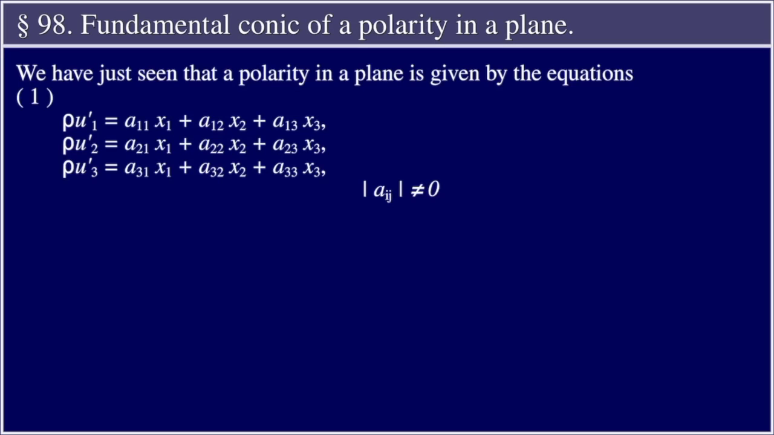We have just seen that a polarity in a plane is given by the equations (1): rho u1 prime equals a11 x1 plus a12 x2 plus a13 x3; rho u2 prime equals a21 x1 plus a22 x2 plus a23 x3; rho u3 prime equals a31 x1 plus a32 x2 plus a33 x3, where the absolute value of aij is not equal to 0.